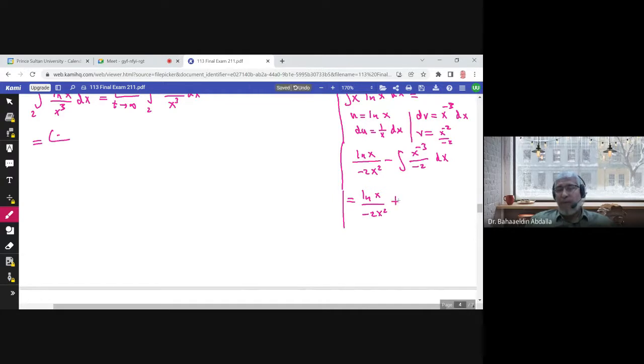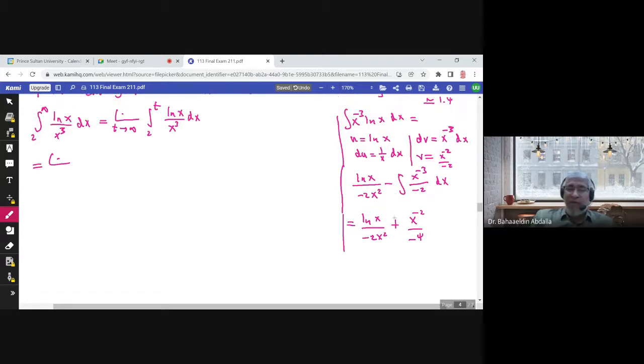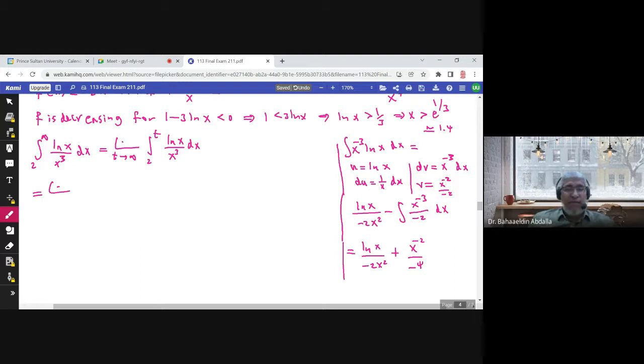plus x to the power negative 2 over negative 2. And I have 2 here because I took the minus outside. So over negative 4. So I can write this as ln x over negative 2x squared minus 1 over 4x squared, from 2 to t.